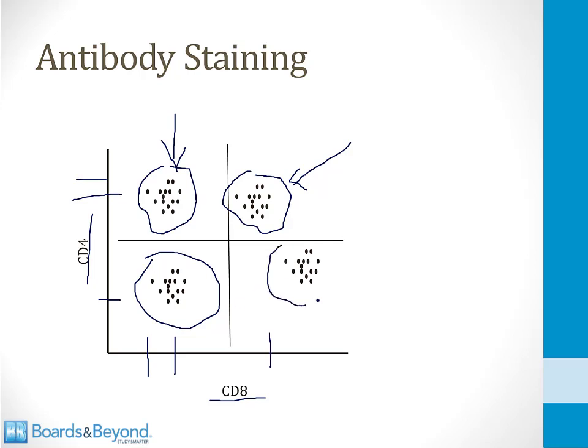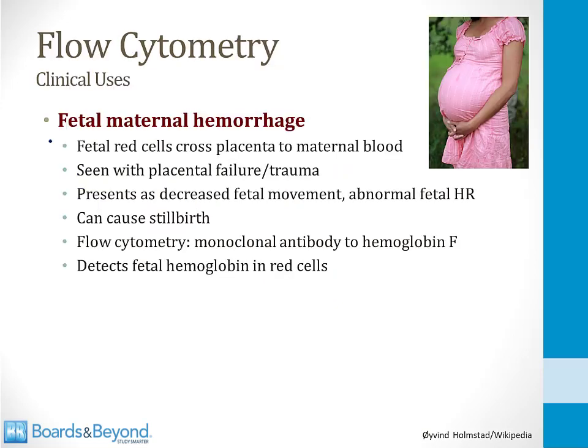And then finally, over here, we have a group of cells generating lots of fluorescence with the CD8 antibody, so it must be CD8 positive, but it's negative for CD4, and therefore generating very little fluorescence on the y-axis, which indicates CD4 positivity. One of the clinical uses of flow cytometry is to detect fetal maternal hemorrhage.